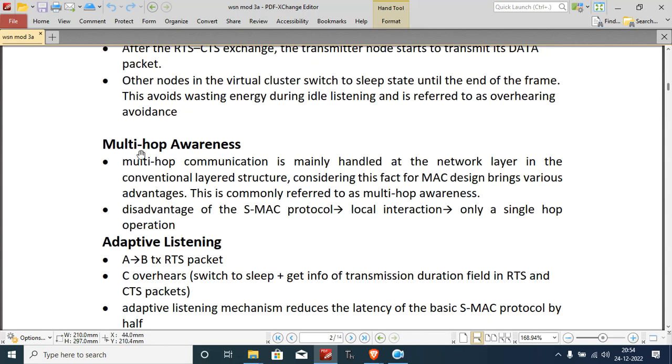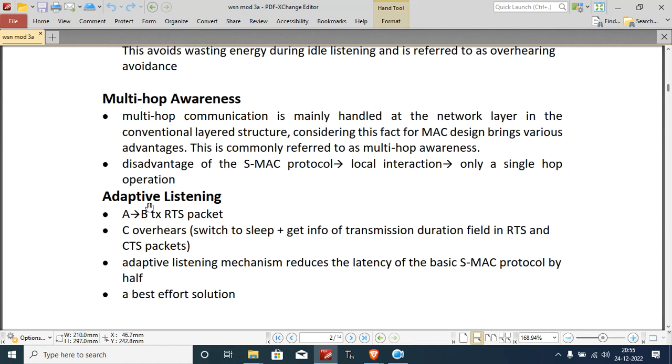Then we have the next characteristic, multi-hop awareness. Multi-hop communication is mainly handled at the network layer in the conventional layered structure. Considering this fact in MAC design brings various advantages, and this is commonly referred to as multi-hop awareness. The disadvantage of the SMAC protocol is that it can only do local interaction and single hop operation.